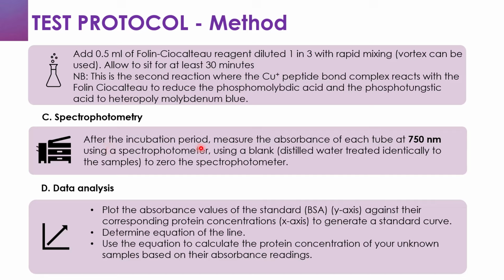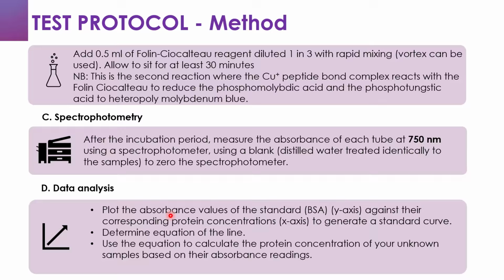So the next is spectrophotometry. After the incubation period, we measure the absorbance of each tube at 750 nanometers using a spectrophotometer with a blank. And the blank is normally distilled water treated identically to the samples, and it's used to zero the spectrophotometer.